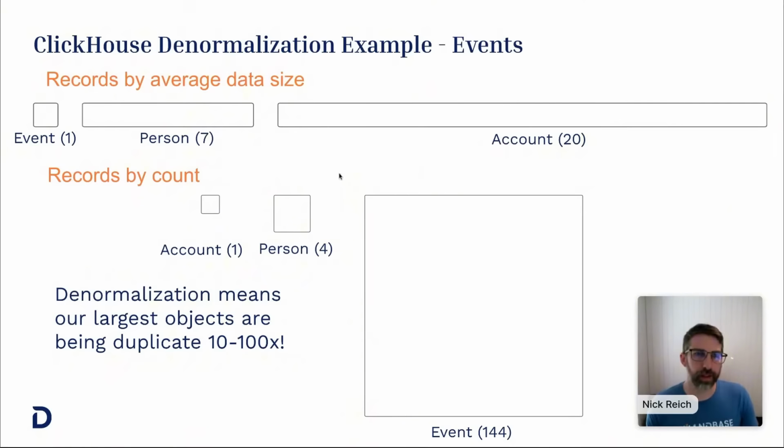But then when we look at the number of actual records, we have very few accounts. More persons makes sense. You'd have several people at any given account or company. But then we have a very large number of events. And so denormalizing these things together means that we're duplicating these person and these account objects, tens, hundreds of times. But those are our largest data records. And so that's what leads to an explosion of data for us and probably many other people doing these kinds of denormalization.